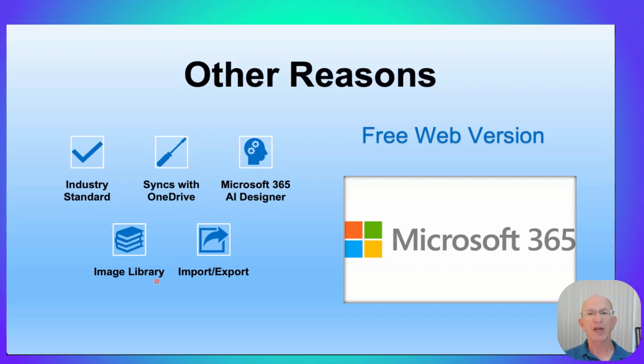This slide that you're looking at right now, Other Reasons, was actually created from a list of bullets. I had a bulleted list of industry standard, syncs with OneDrive, Microsoft AI Designer, image library, and import export. And I had some text in here and the logo for 365. But I used the designer tool and it created these icons automatically and put the text underneath them. So the designer tool is one of the tools we're going to look at that can save you a lot of time in designing and working with slides.